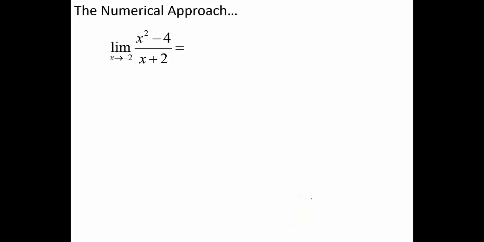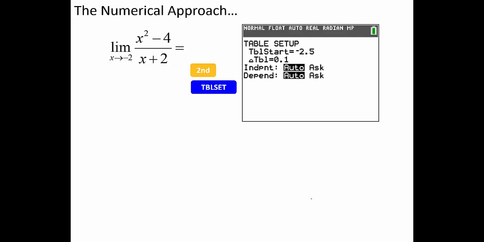Another option that we can do is called the numerical approach. Numerical approach to evaluating limits is essentially creating a table of values where I have x's on one side and y's on the other. Good news is our calculator will do that for us. Just like our calculator will graph for us, you can create a table of values using your calculator. So again, if you're using either the TI-83 or the TI-84 series of calculators, if you hit second table set, and the table set button is actually the same as the window button. So if you hit second window or second table set, you should see this menu pop up.